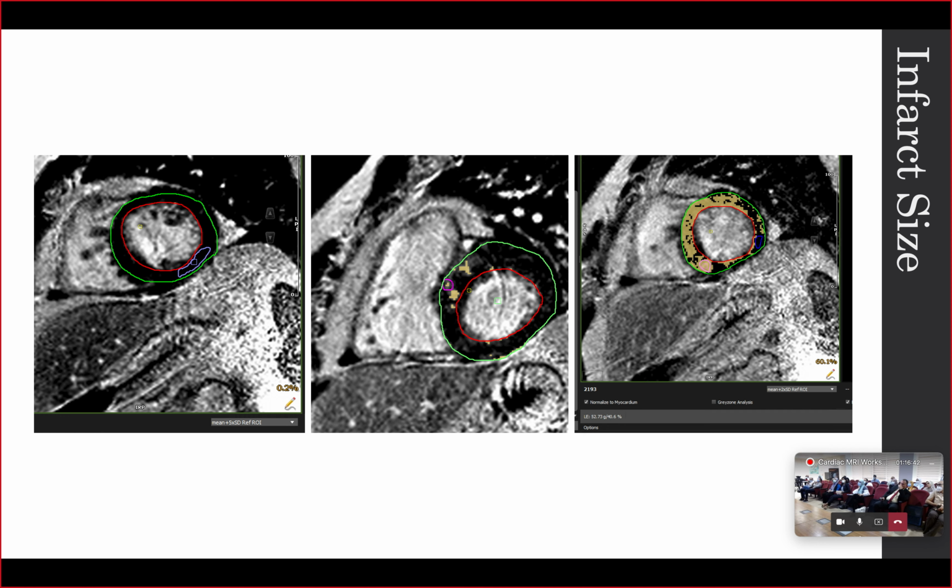This is the size of the infarction, and of course the bigger the size, the worse the prognosis of this case. So what we do is draw the endocontour and epicontour, set an area as a reference for normal myocardium, and then an area as a reference for the enhancement, so that the software will pick up all the areas showing late enhancement.